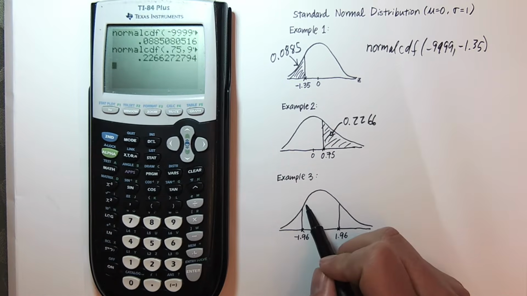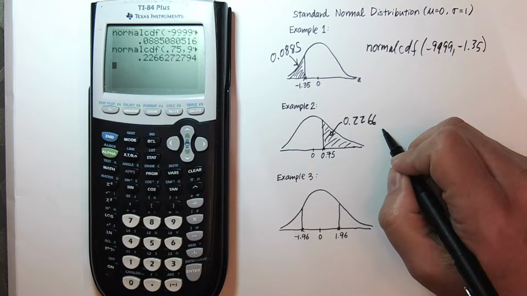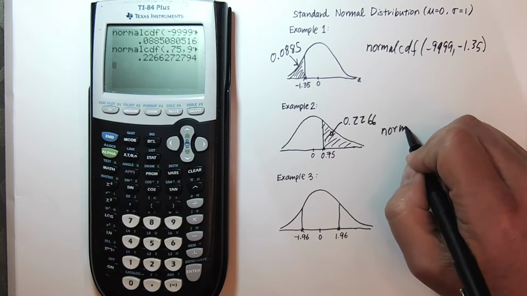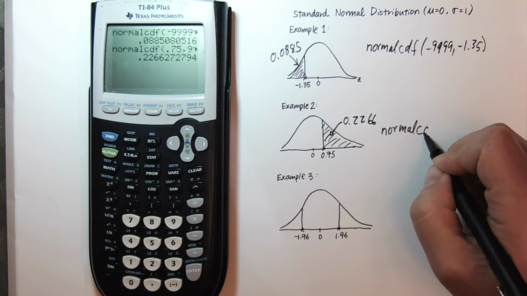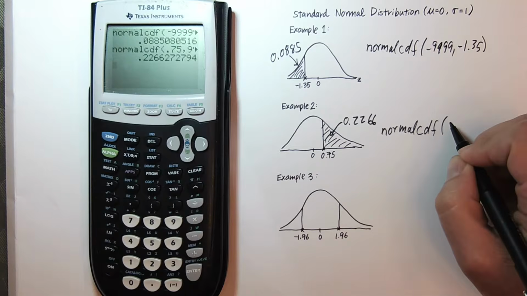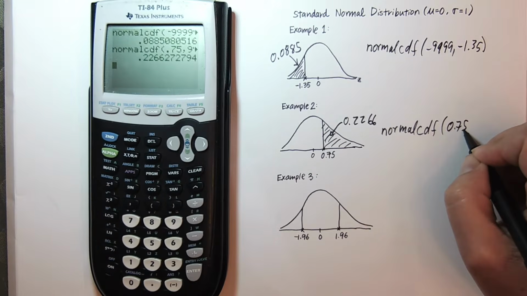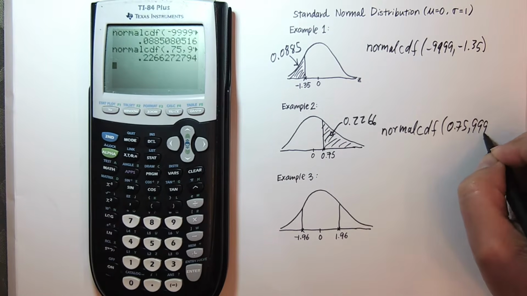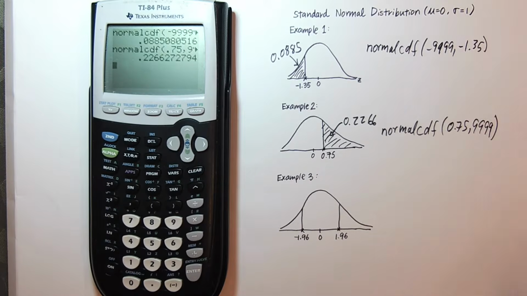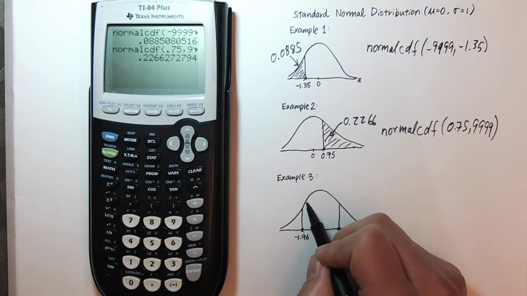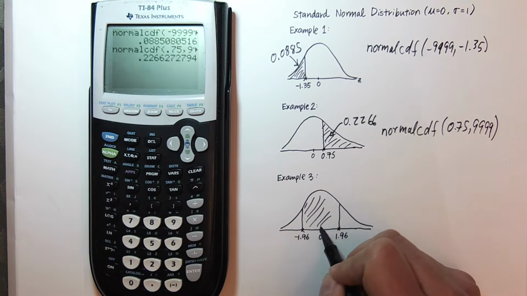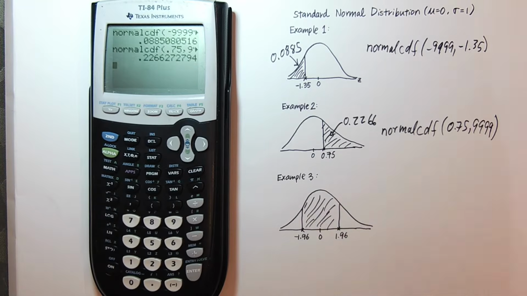Lastly, I have an example. Let me write in what I wrote here. Normal CDF. For that one, I put 0.75, comma, and then big number. For this last one, I'm going to have the area between two z values. I'm going to find the area between negative 1.96 and positive 1.96. Again, my left one is the negative and the right one is the positive in this case.